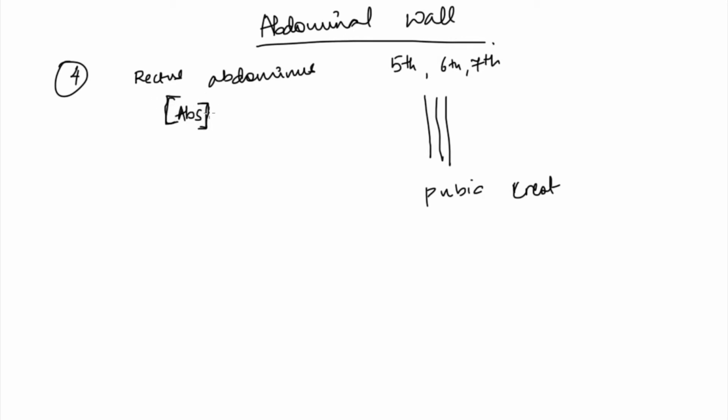The muscle fibers run from up towards the pubic crest. This muscle is going to have tendinous intersections. There are 3 tendinous intersections: one at the level of the xiphoid, one at the level of the umbilicus, and the other in between the xiphoid and the umbilicus. That is going to divide the muscle into 4 components.